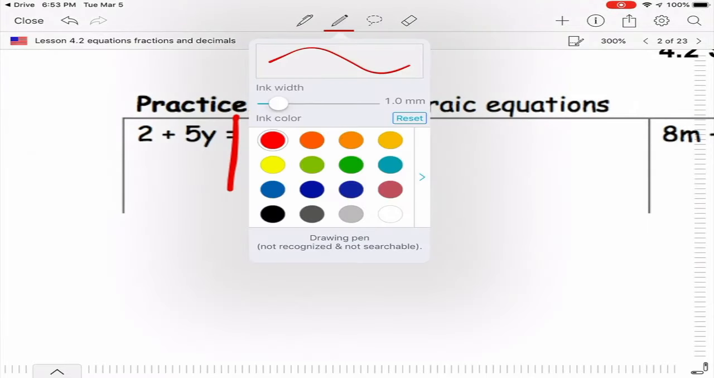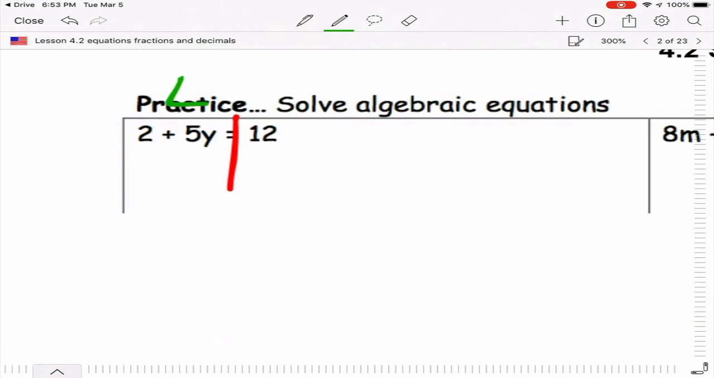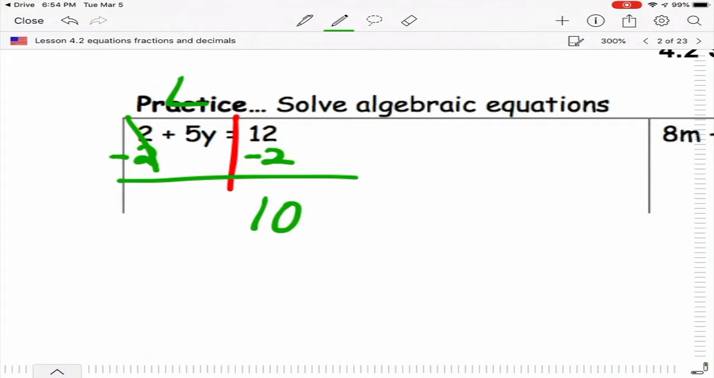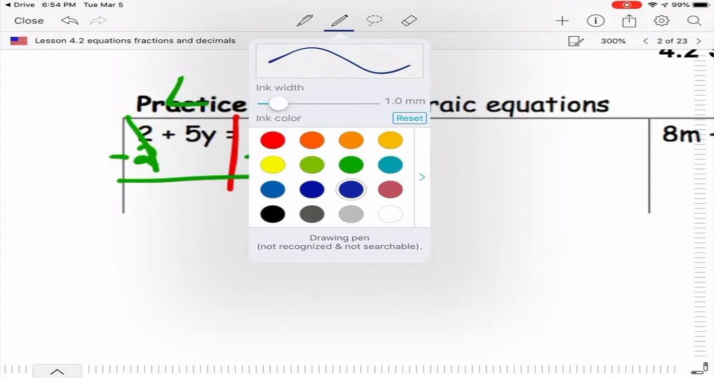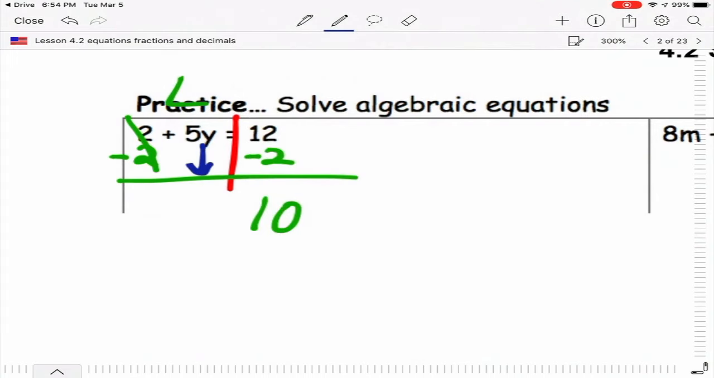I'll get you started with this one. Because the variable's on the left side, you want to get rid of the 2. In order to get rid of the 2, you subtract 2. 2 minus 2 is 0. What I do to one side, I do to the other side, and it's 10. One thing that you guys are not doing so much is breaking your work down. Make sure you bring down the 5y equals 10.